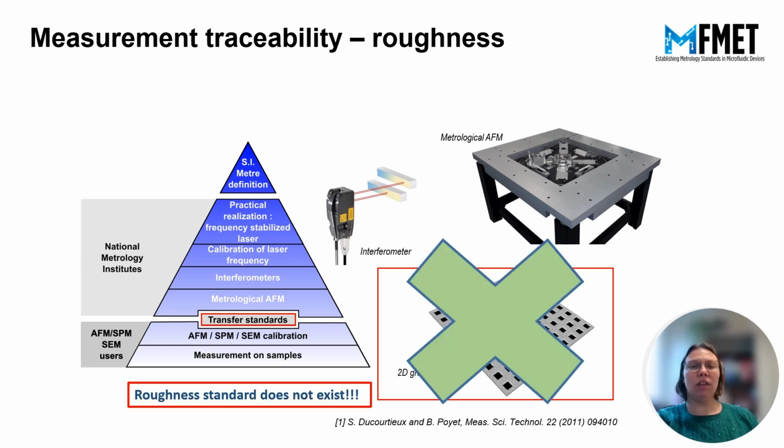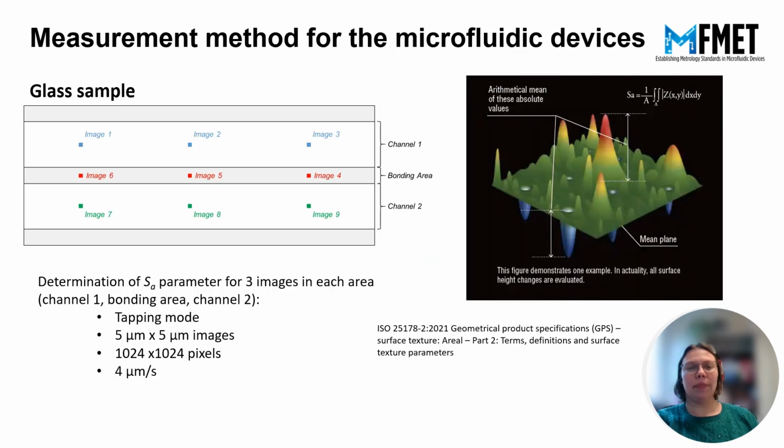The traceability of height nanoscale measurements is well managed thanks to the availability of a wide range of transfer standards. That is not the case for roughness traceability. Transfer standards for roughness do not exist. However, all the standardization for roughness calculation is well established. In fact, these calculations are similar to those developed for profilometers, for example. At the right of the slide, you'll find an example of calculation of the Sa parameter, which is well defined in the ISO standard 25178-2 and corresponds to the arithmetical mean of the absolute values.